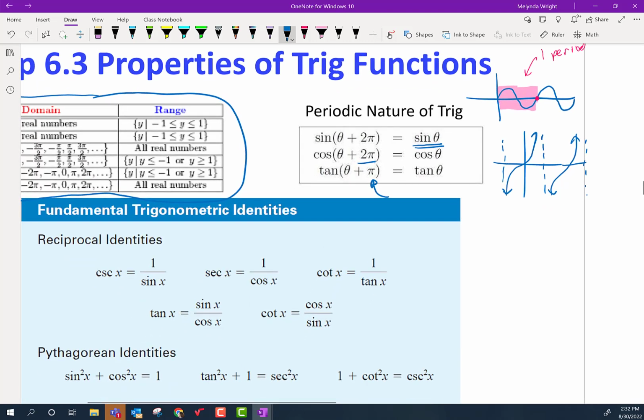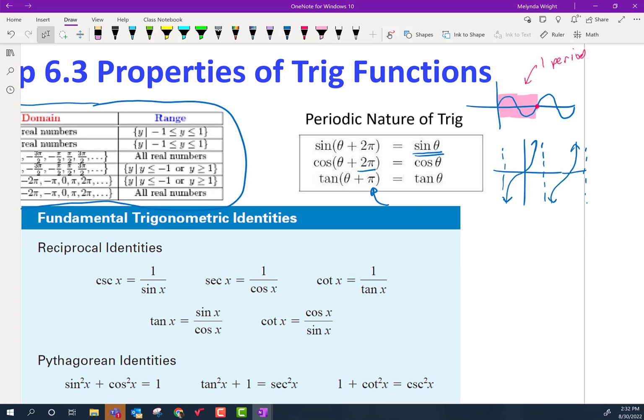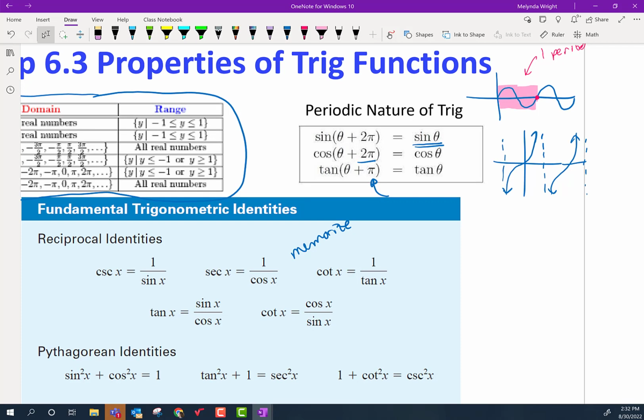Our fundamental trig identities. We've got reciprocal identities. Now, hopefully these identities, we will be memorizing them, because we utilize them in all kinds of contexts. So we've got that secant is the reciprocal for sine, so that means that secant would be identical to 1 over sine.